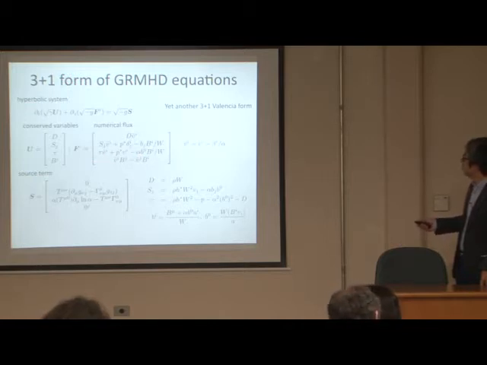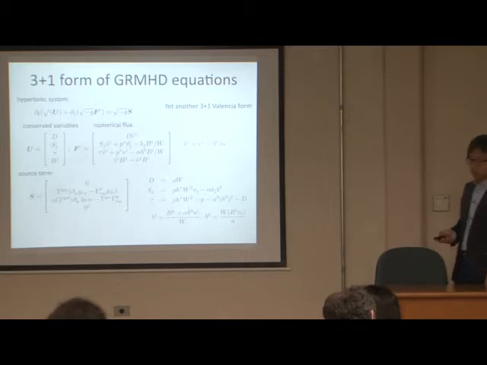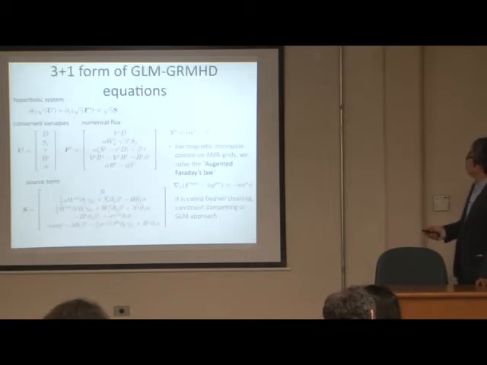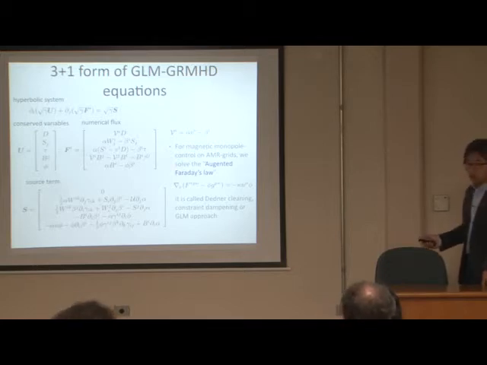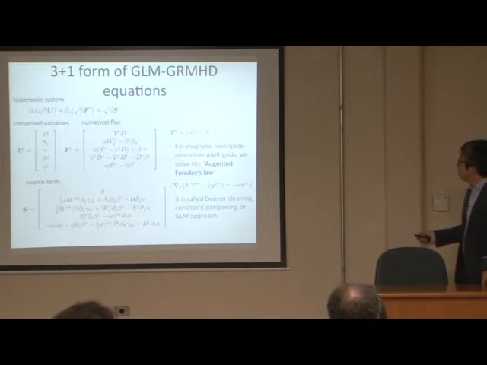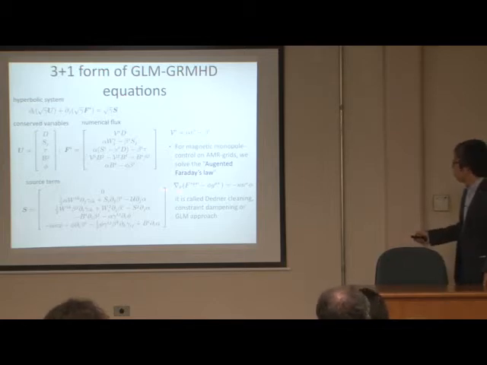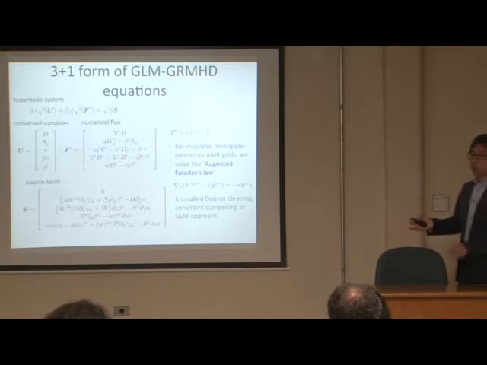So also including the formulation of our GRMHD simulation, because for the magnetic monopole control on the AMR grid, we sometimes solve the augmented Faraday law. This is the normal Faraday law plus an additional psi. This is the numerical scalar given in this Faraday equation. Then this Faraday law makes an additional contribution to this equation, and then this is also solving for the additional phi.